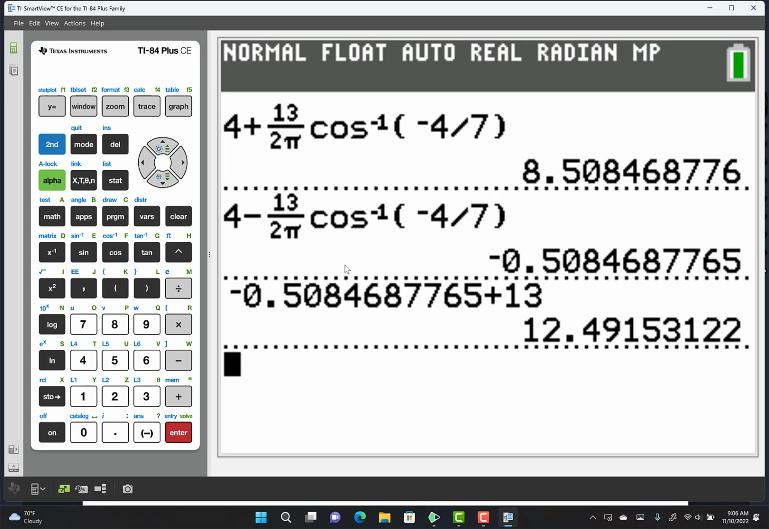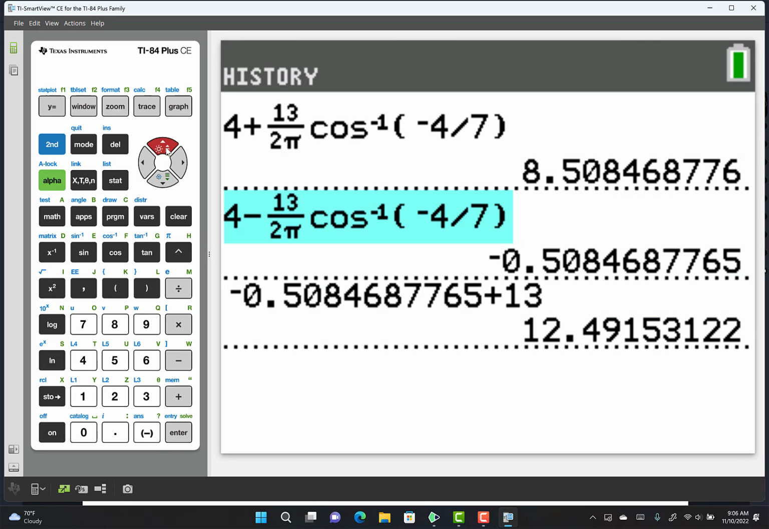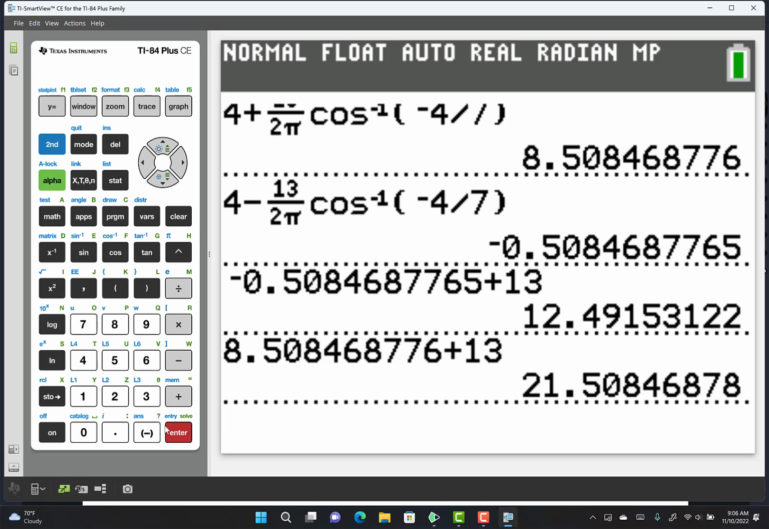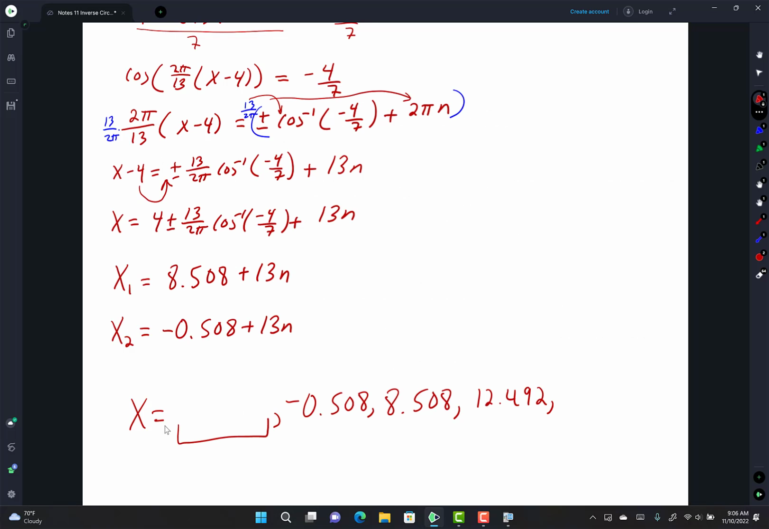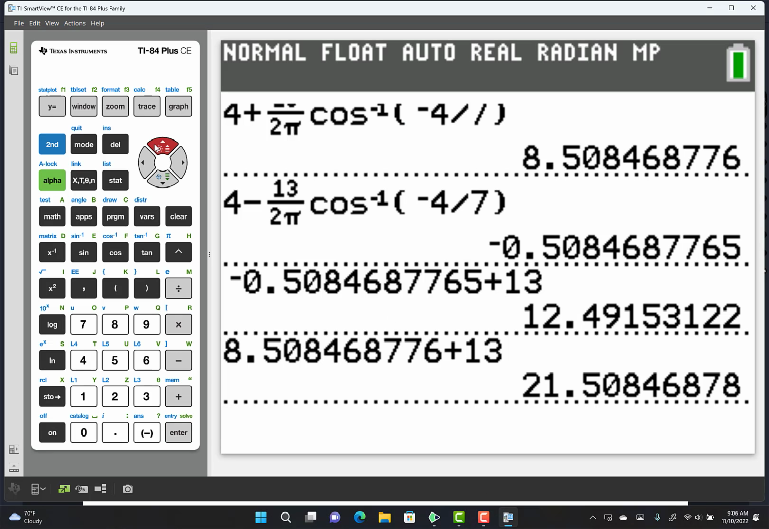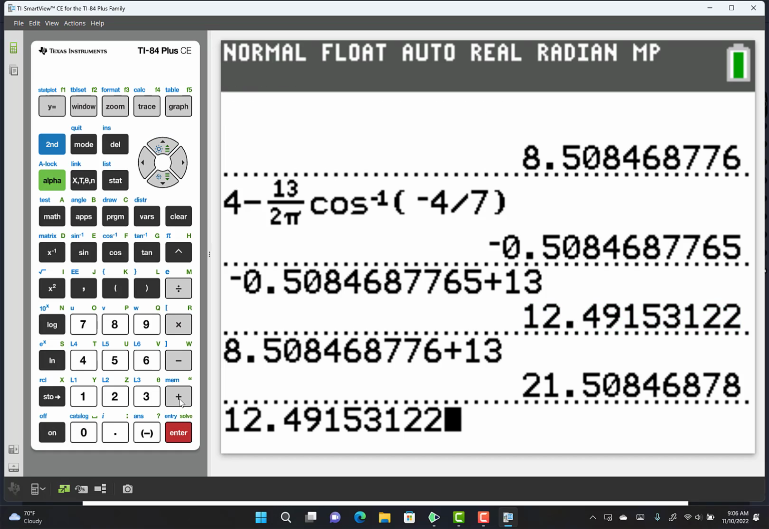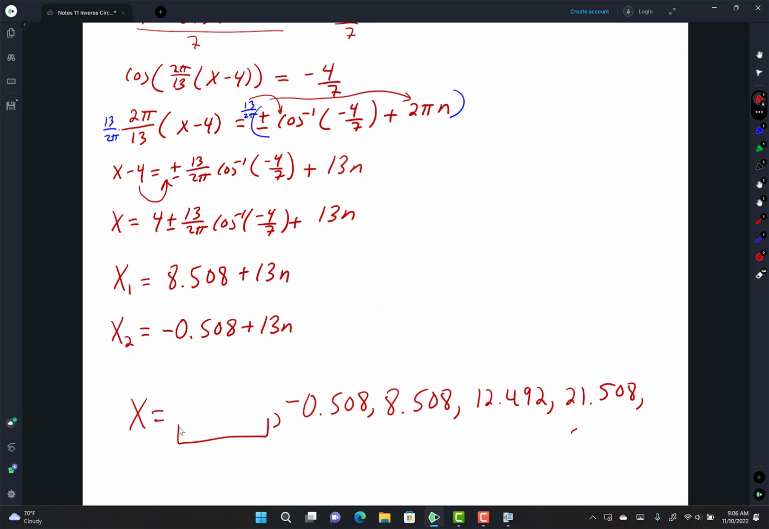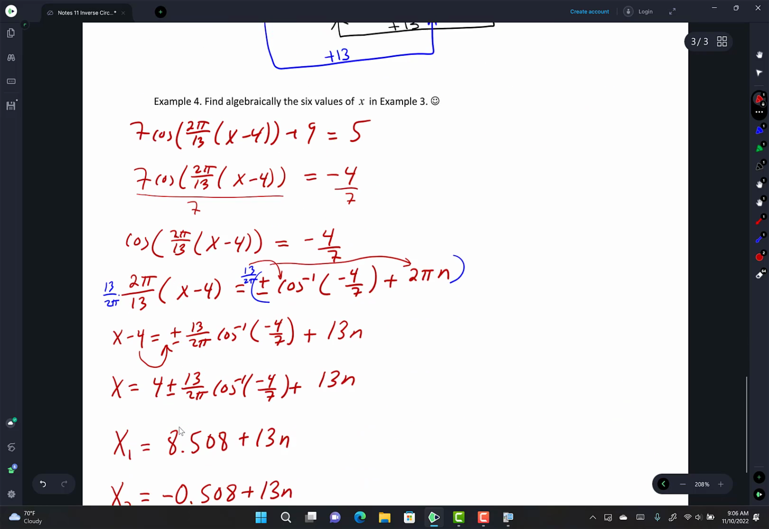The next one comes from the 8.508 plus 13. So I take my calculator. I scroll up to the 8.508. Push enter. Plus 13. 21.508. Comma. The next one comes from the 12.492. So go to the 12.492 and add 13 to that. 25.492. And I think that's the last one in there. Okay, well, almost the last.